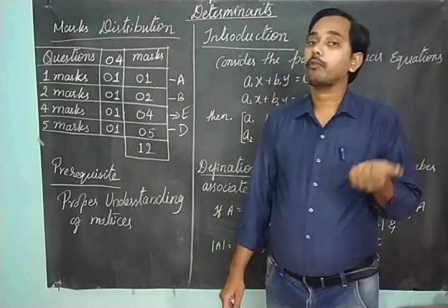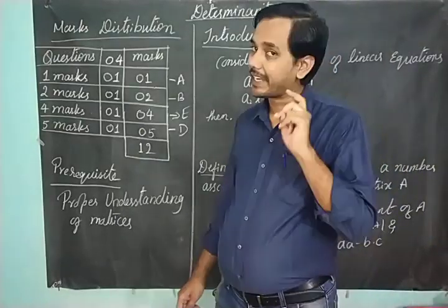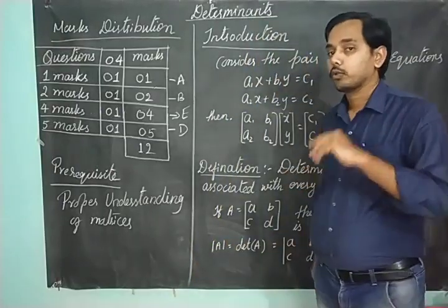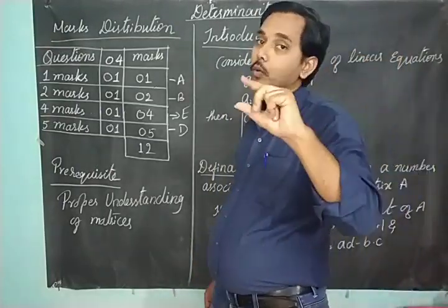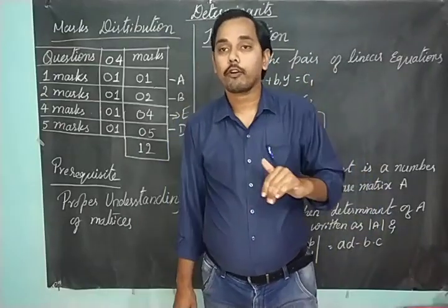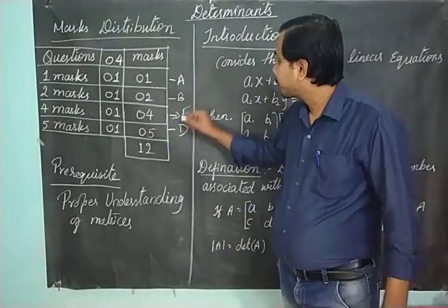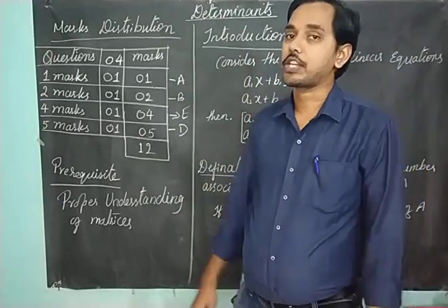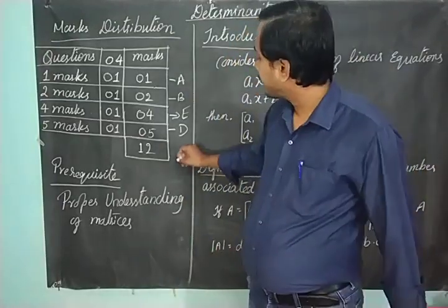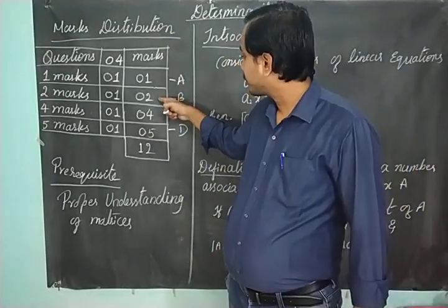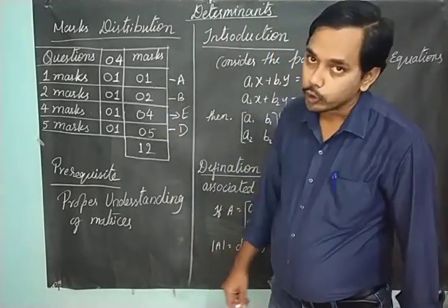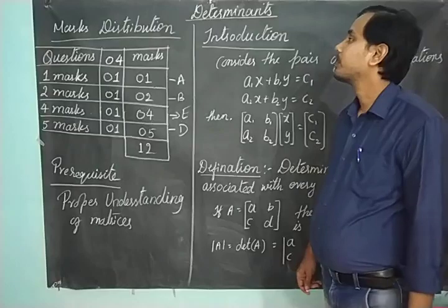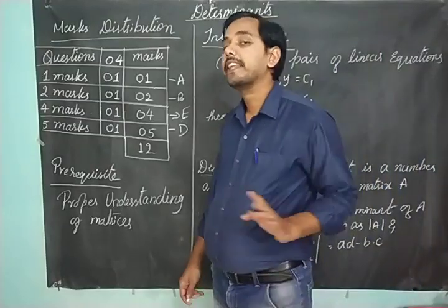In part E we have 2 questions carrying 10 marks each, and each question will have 2 subdivisions. One will be for 6 marks, another will be for 4 marks. So this 4 marks is coming from this unit. Totally how many marks do we get? 1, 2, 3, 3 plus 4 is 7, 7 plus 5 is 12. So totally we are going to get 12 marks on determinants, which is very easy.